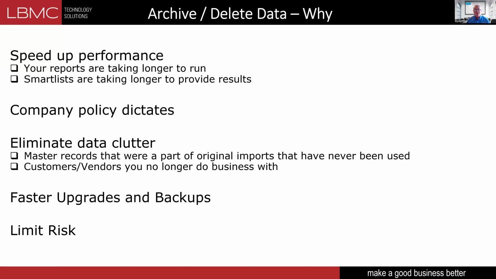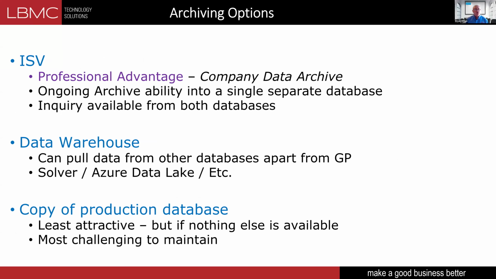And then obviously, if that data is out there, it's got to be upgraded every time you do an upgrade. It's got to be backed up, at least once a day. And so that can cause performance issues on some of those things as well. So what options do we have when we're archiving? Well, probably the best one is a third-party solution from Professional Advantage.